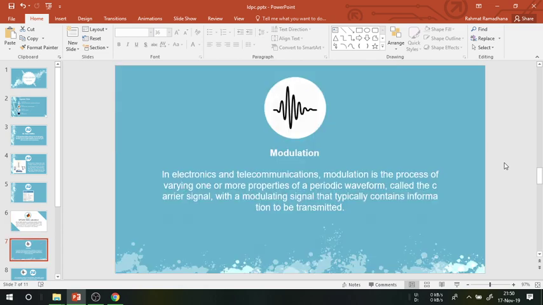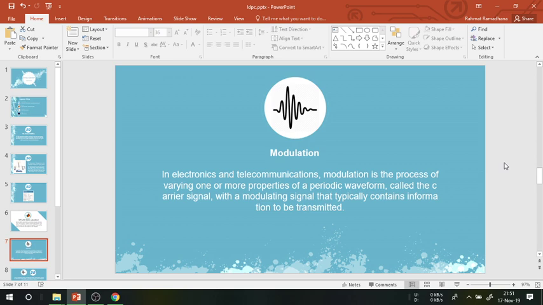And the modulation. In electronics and telecommunication, modulation is the process of varying one or more properties of a periodic waveform, called the carrier signal, with a modulating signal that typically contains information to be transmitted.